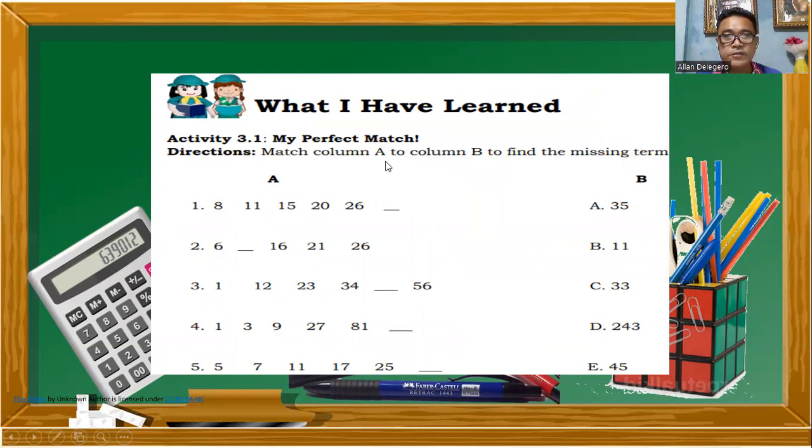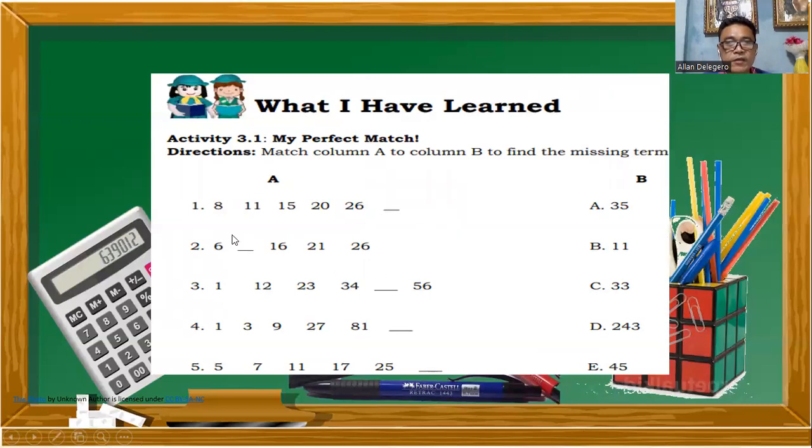Match column A to column B to find the missing term. Number 1, 8, 11, 15, 20, 26, ascending order. Number 2, 6, blank, 16, 21, 26. Number 3, 1, 12, 23, 34, blank, 56. Number 4, 1, 3, 9, 27, 81, blank. Number 5, 5, 7, 11, 17, 25, blank.